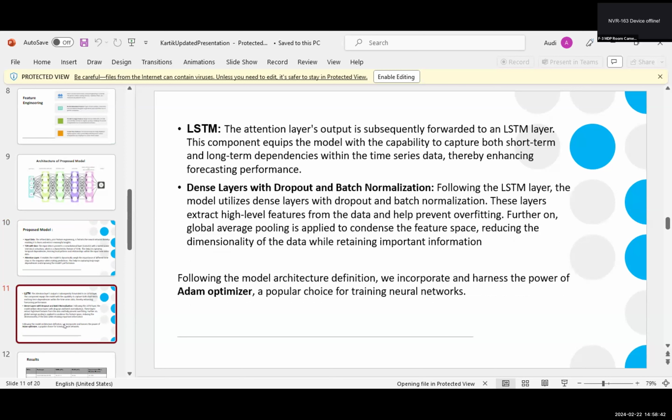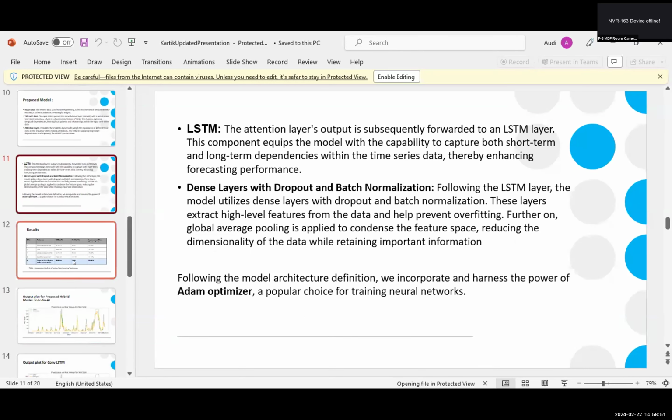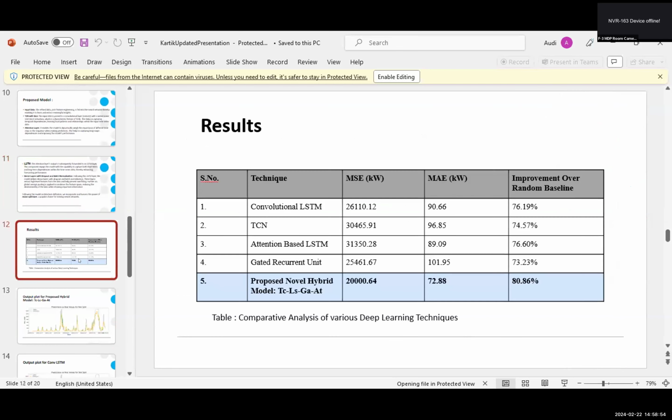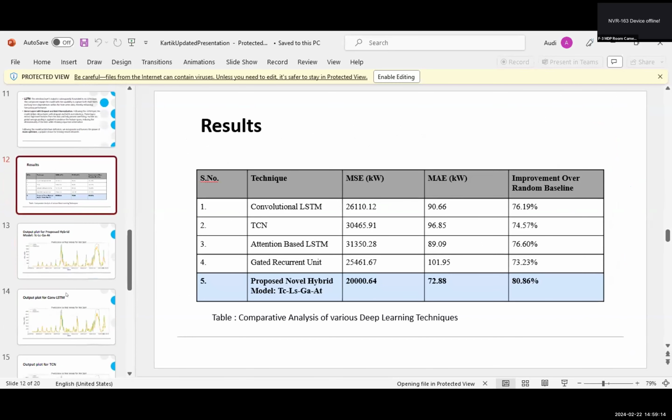And finally, we have the dense layer that prevents overfitting and helps reduce the dimensionality of the data. And we make use of the Adam optimizer to boost the performance of the models. Now, quickly coming to the results. As we can see, the proposed hybrid model has an improvement of around 80% over the random baseline, whereas all other previous approaches have an improvement of like 75 to 76%. So our model has much less error and much more improvement over the random baseline.